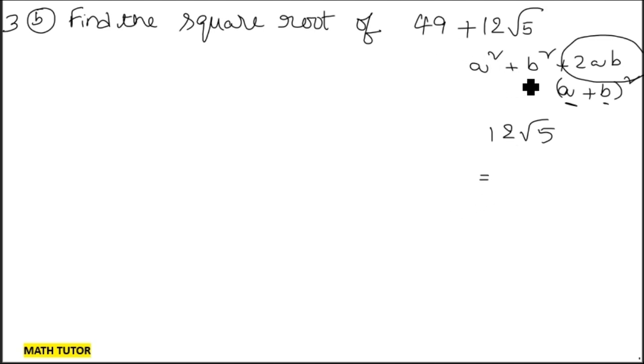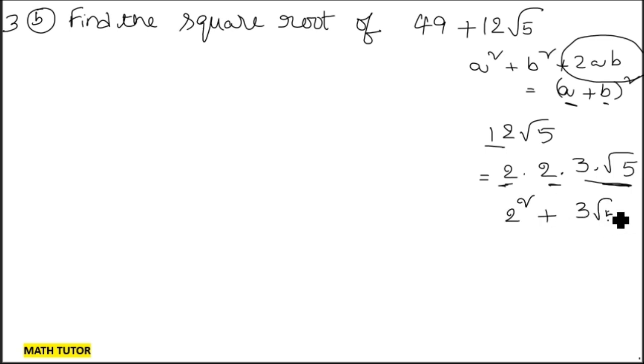If you add A square plus B square, you should get 49. Okay, so let us split this 12 root 5 as 2 into 3 into root 5. So 2 is A, B, right? So this can be A, this can be B. Okay, let us see. 2 square plus 3 root 5 whole square. Clear? This is in the format of 2AB.